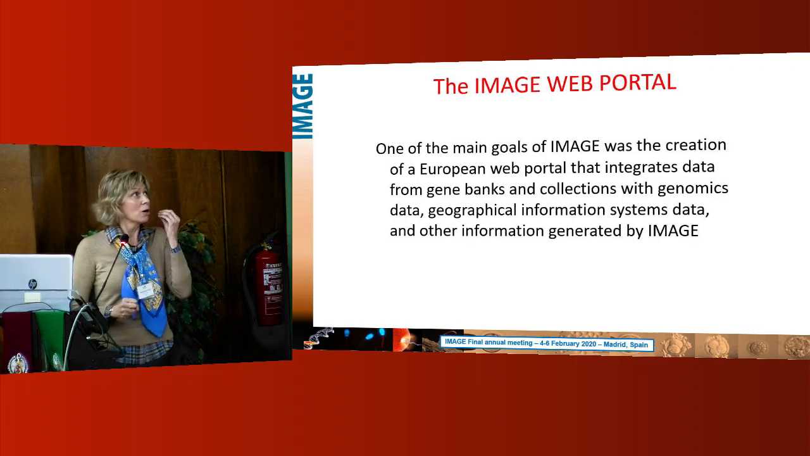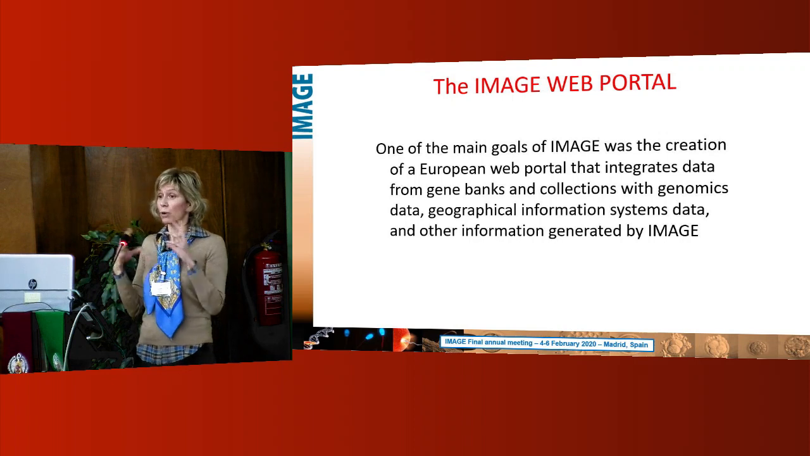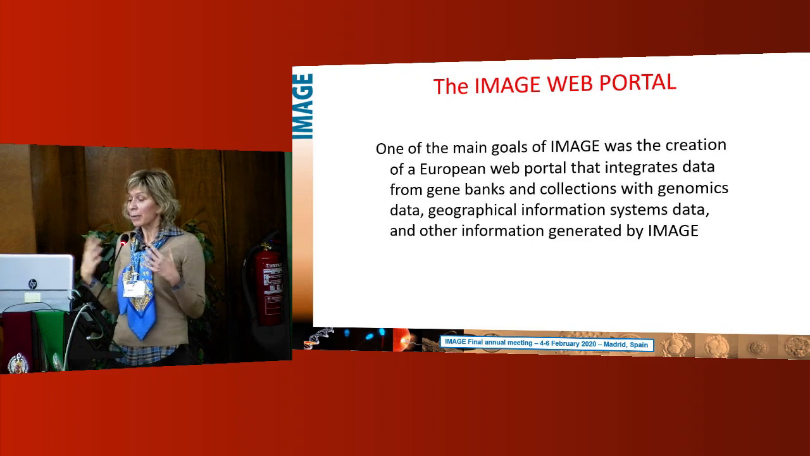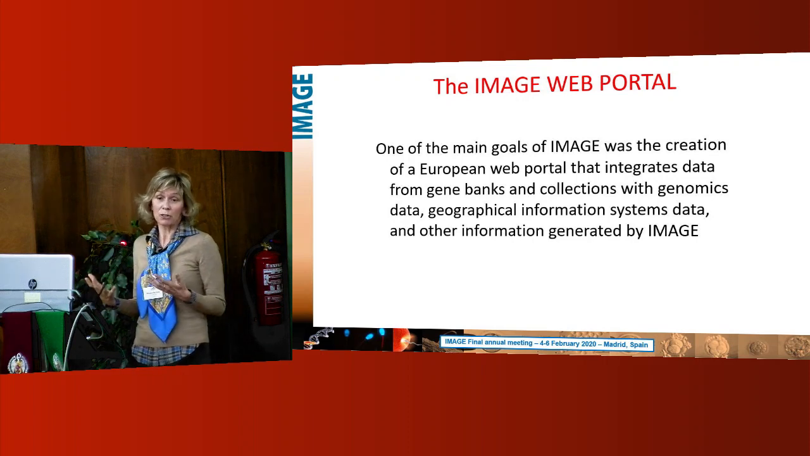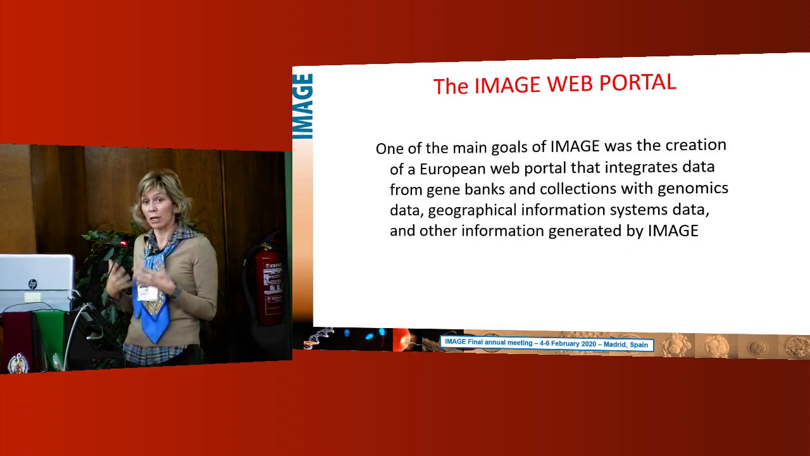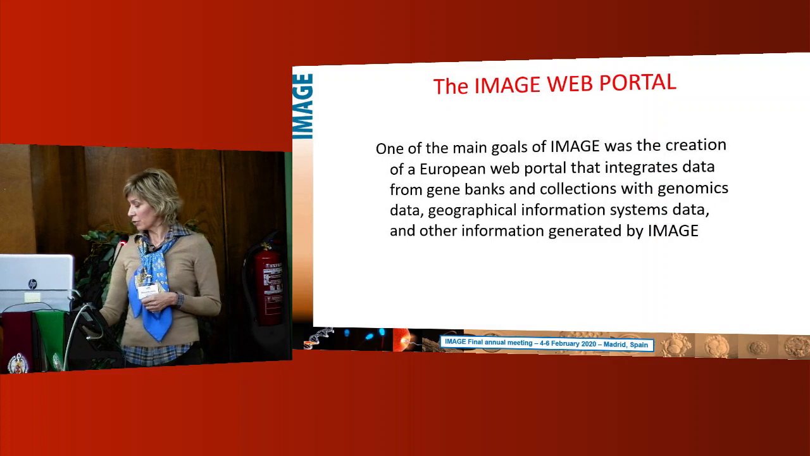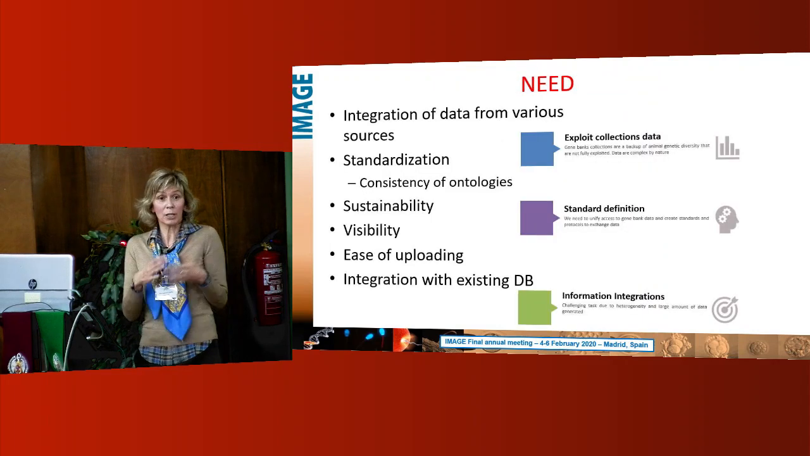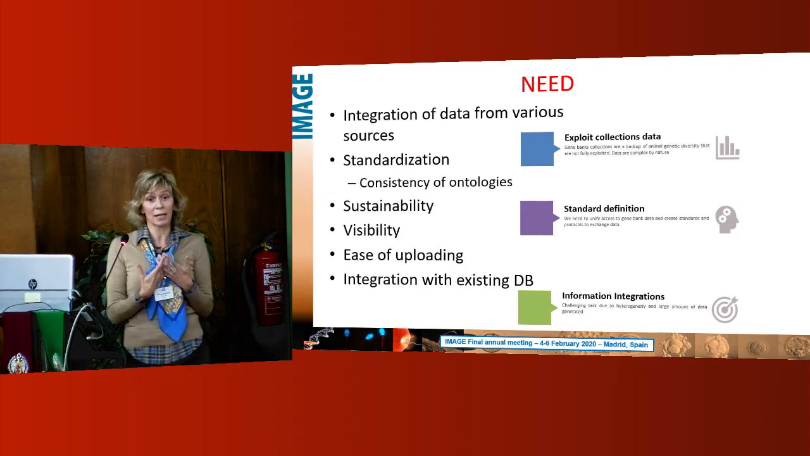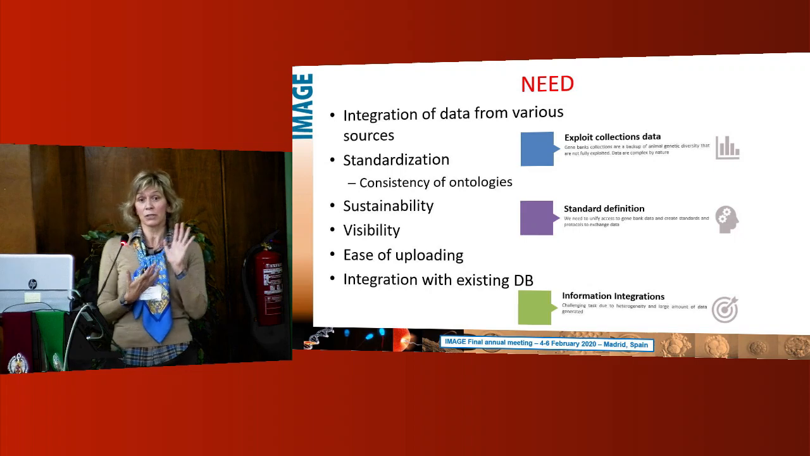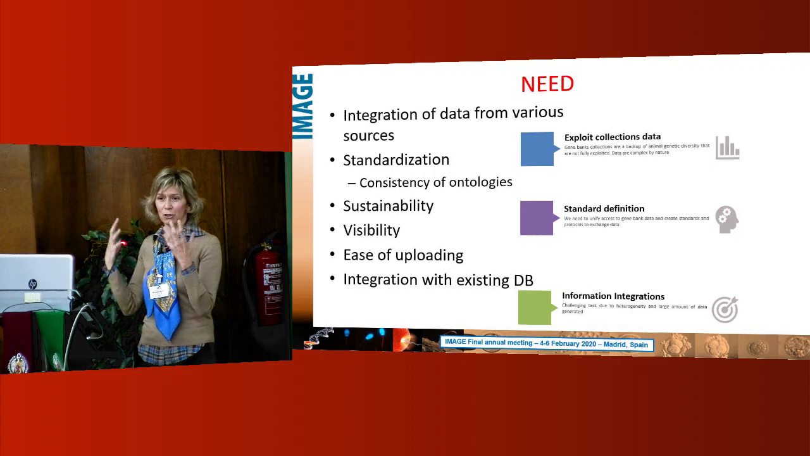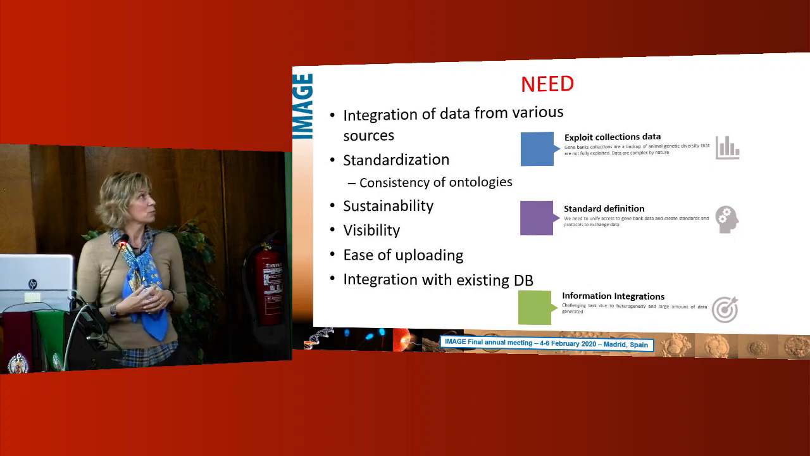Starting from that, one of the main goals of Image was the creation of this web portal that would integrate different data sources for material that was relevant to GenBank, but not only, beyond that, to this collection that we call genomic collection, but in general to collections characterizing the diversity of livestock in Europe. So the needs were for sure for integration from the various sources, an integration that has to be somehow standardized, with consistency of ontology to be able to make comparison, to bring them together, and to be searchable in a very organized way.